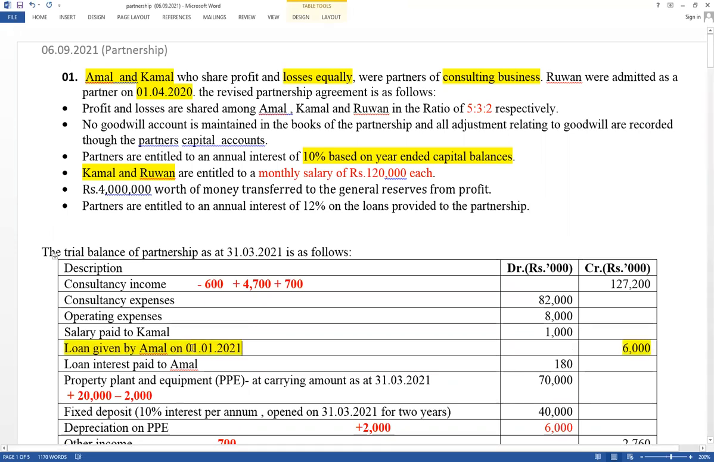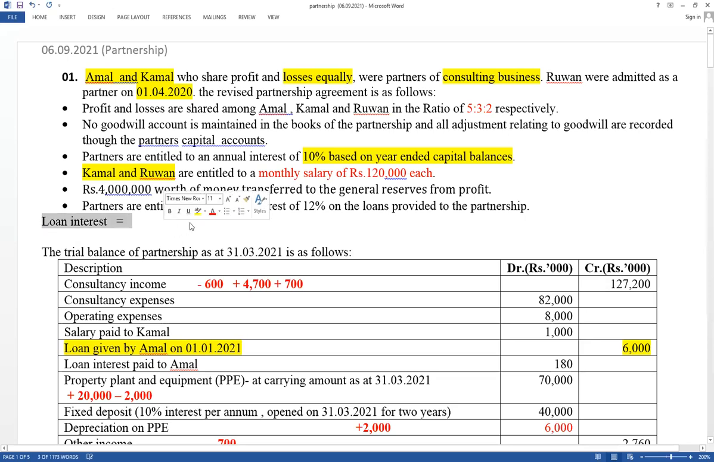Think about the date. It has been given on 1st January 2021, therefore January, February, March: 3 months available. The interest rate is given as 12% per annum, an annual interest rate. But the loan is available during the accounting period for only 3 months. Therefore, loan interest should be calculated only for 3 months.